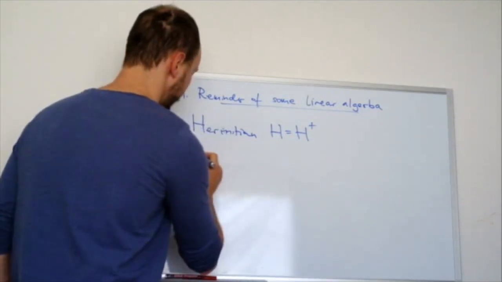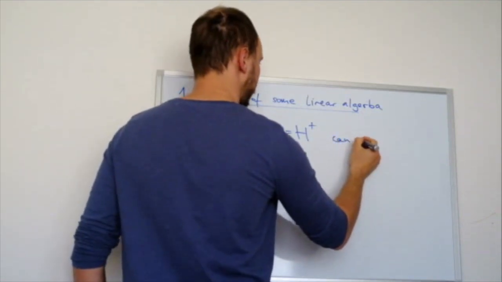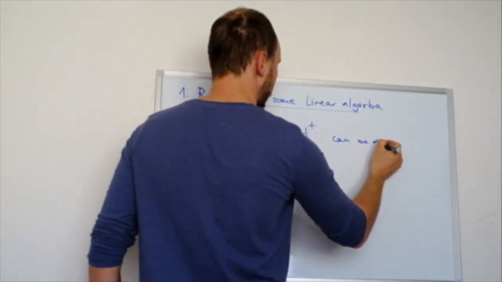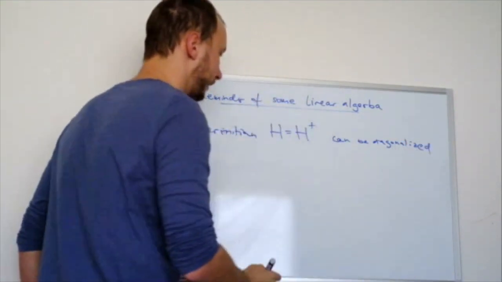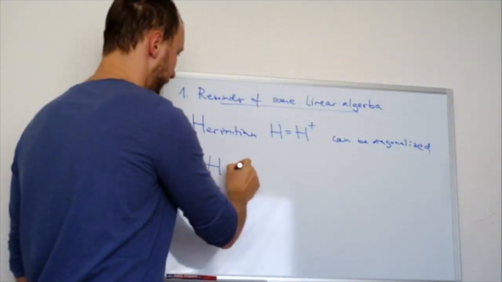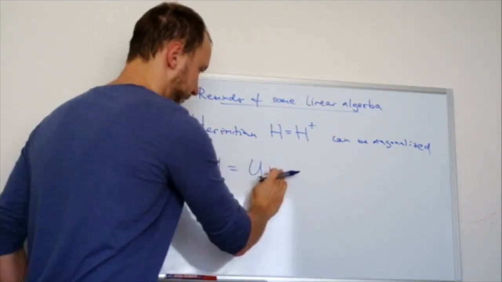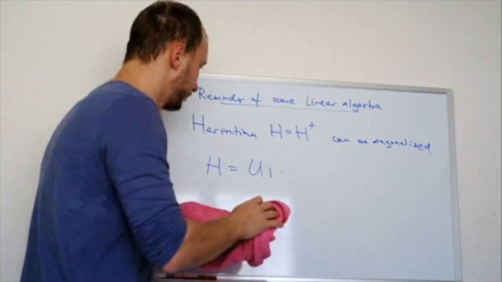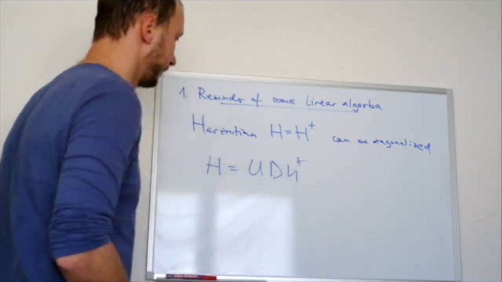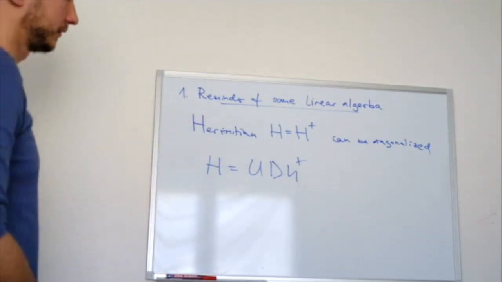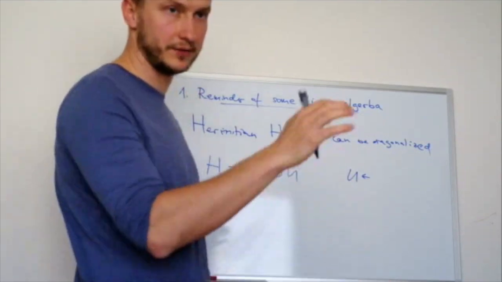And basically the nice result which we use all the time is that a Hermitian matrix H can be diagonalized. So not in any basis, okay. So it means that it can be diagonalized. In other words, in some basis, I can write H as some unitary matrix, then some diagonal matrix, right? And then the conjugate, okay? So you all know it, of course. And U here is a unitary matrix.